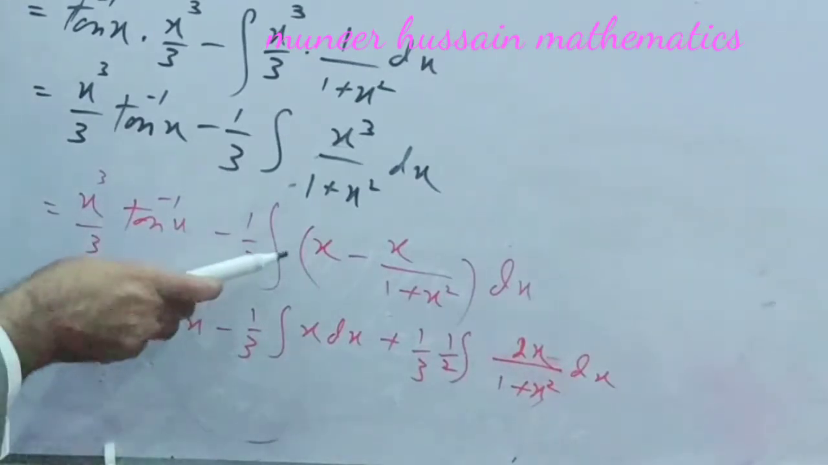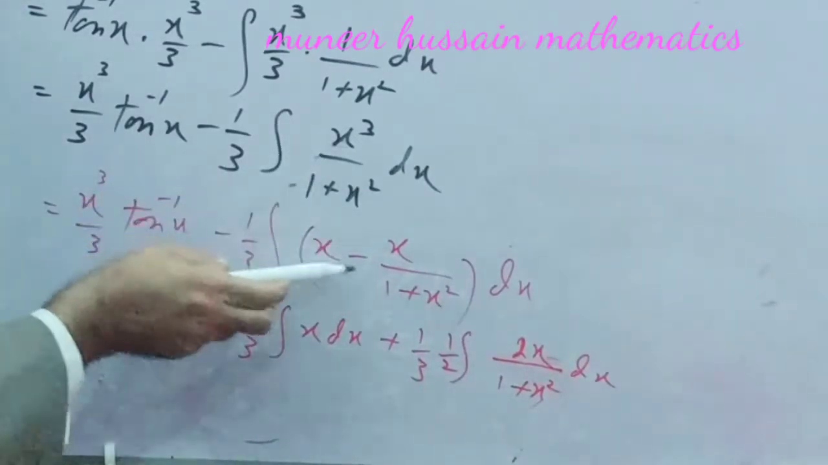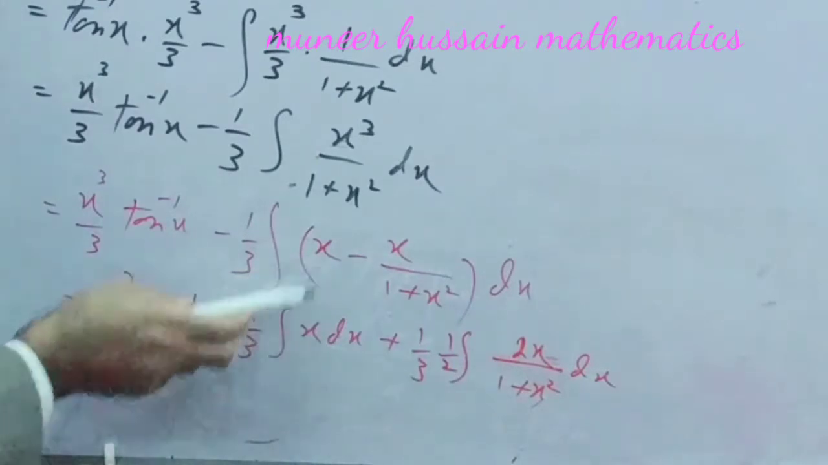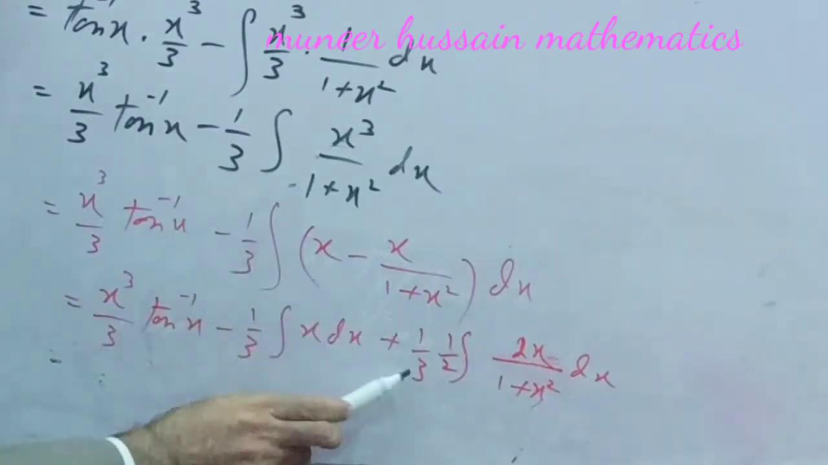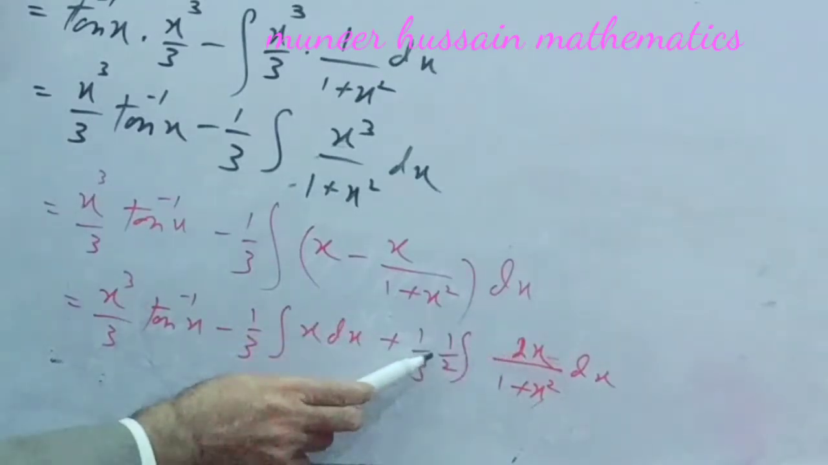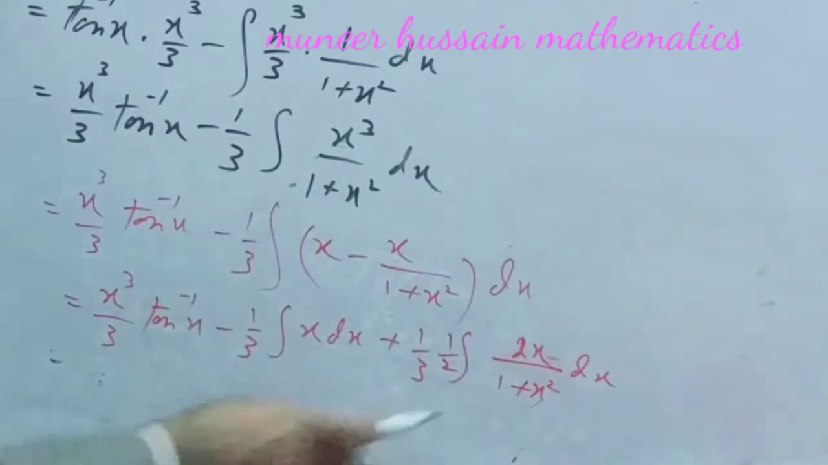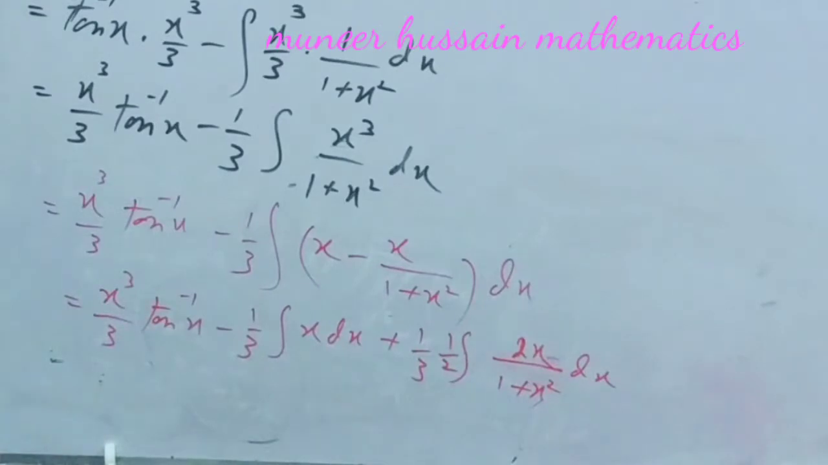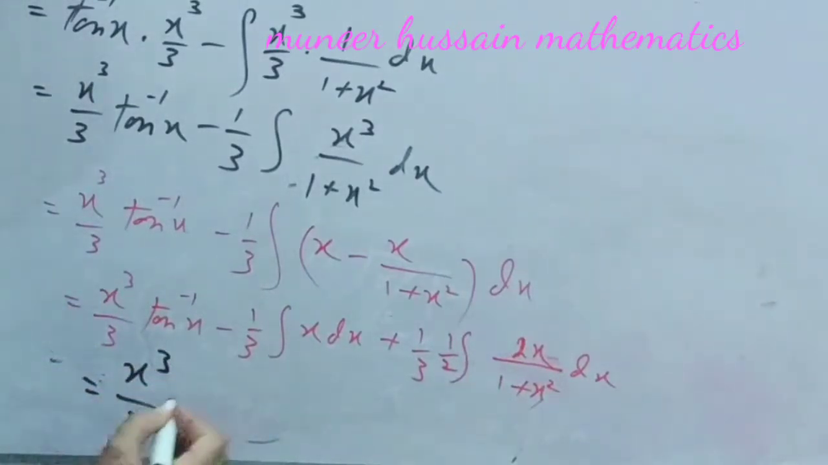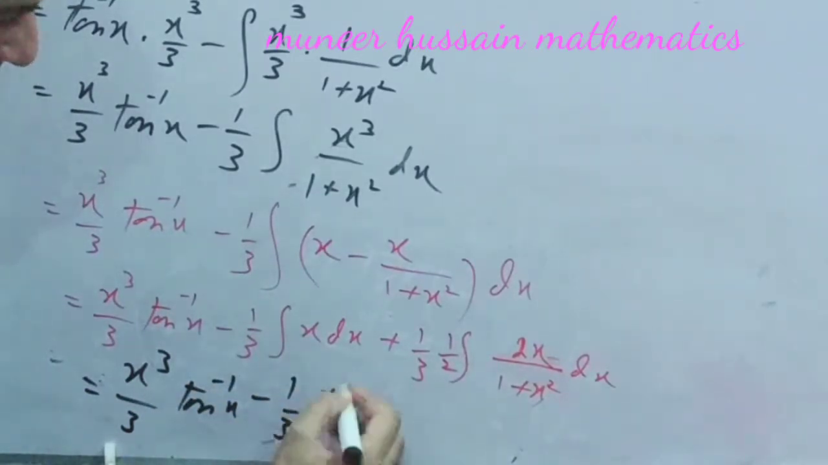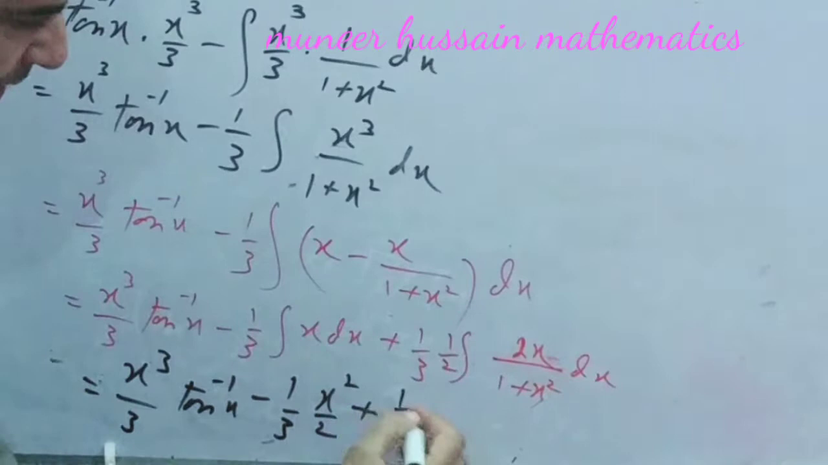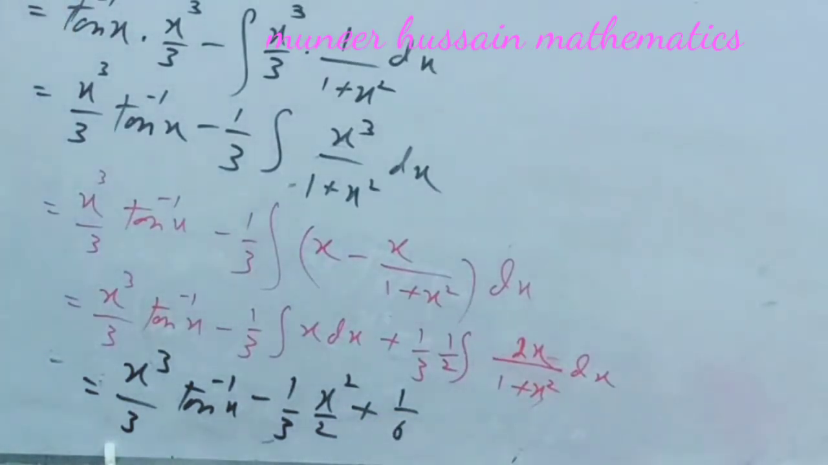I have arranged this simply: x minus x over 1 plus x square, here x with 1 by 3, and here 1 by 3 with minus times minus giving plus 1 by 3. Also I have taken 1 by 2 as common to make it 2x, the differential of 1 plus x square. So now it will be equal to x cube by 3 tan inverse x minus 1 by 3 times x square by 2 plus 1 by 6 tan inverse x.